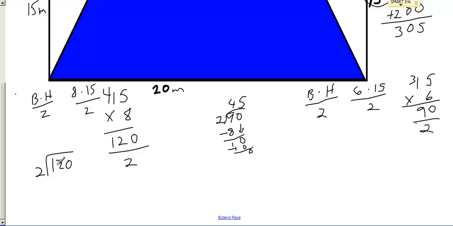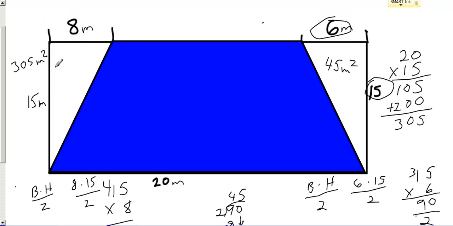Well, if I figure this out, half of 12 is 6, so it would be 60. But let's do the math just to double check. 2 goes into 12 6 times. 12 minus 12 is 0. Bring down the 0. 2 goes into 0 0 times. 0 times 2 is 0. I get 60. So I'm going to scroll back up. This triangle is 60 meters squared. So I'm a step closer. I know the area of this triangle. I know the area of this triangle.